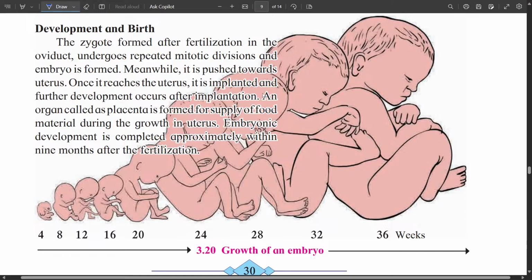Then development and birth. The zygote formed after fertilization in the oviduct undergoes repeated mitotic division and the embryo is formed. Meanwhile, it is pushed towards the uterus. Once it reaches the uterus, it is implanted and further development occurs after implantation. An organ called the placenta is formed for supply of food and oxygen during the growth in the uterus. Embryonic development is completed approximately within 9 months after fertilization.